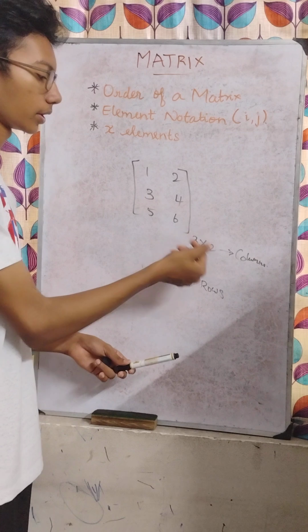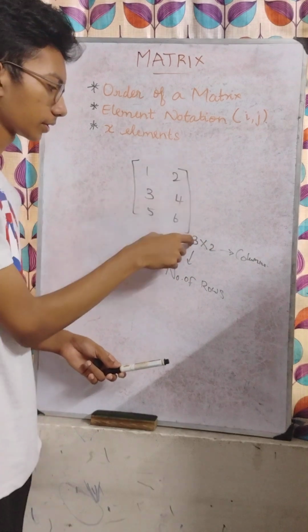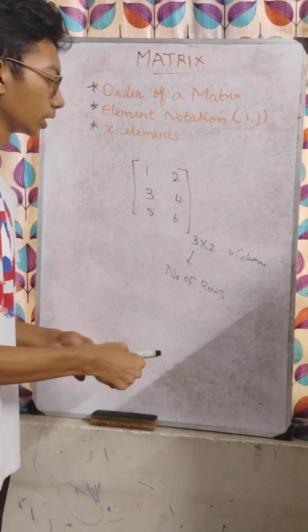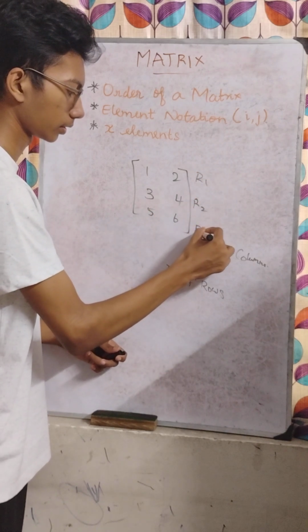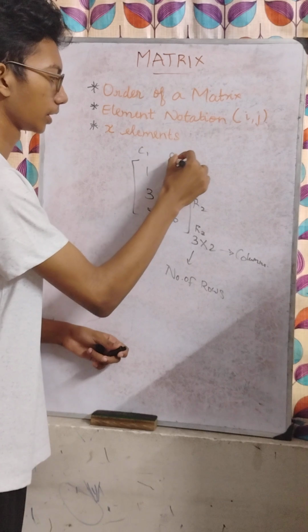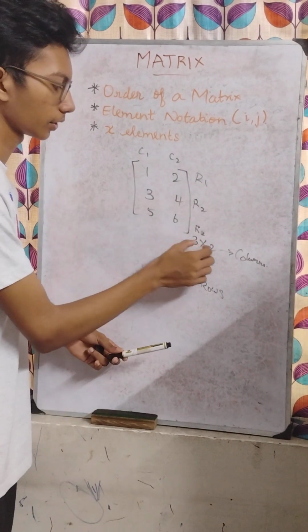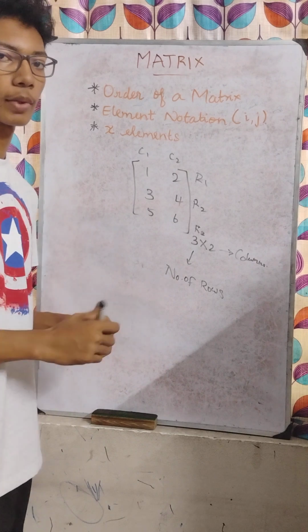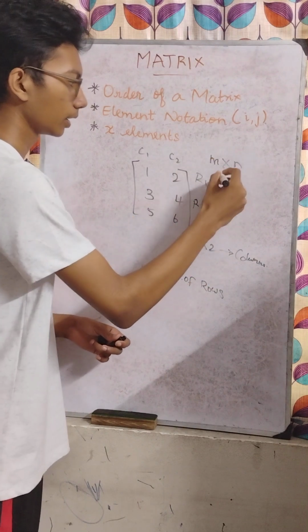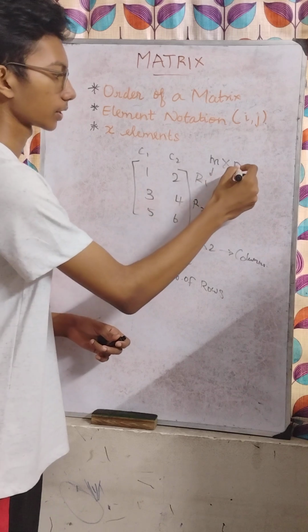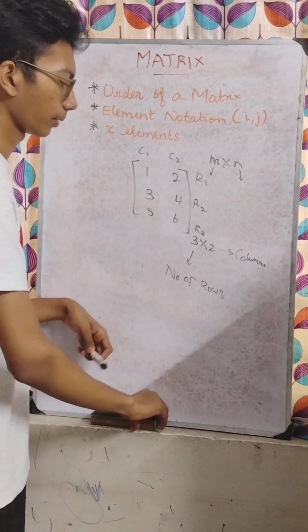So we use it as 3. And how many columns? This is one column and this is another column. So we have 2. So we have R1, R2, R3, C1, C2. So we have 3 rows and 2 columns. So we have 3 cross 2. The order of a matrix is generally represented as M cross N. Here M describes the number of rows and N describes the number of columns. So this is the order of a matrix.